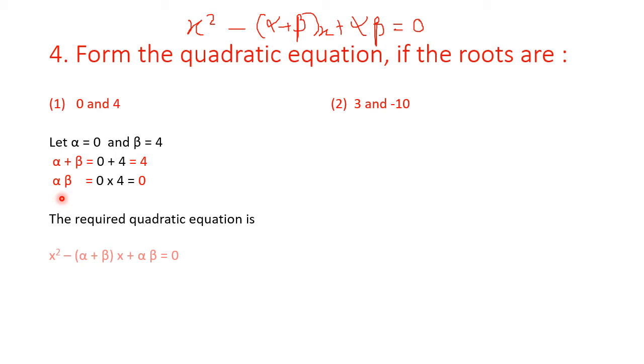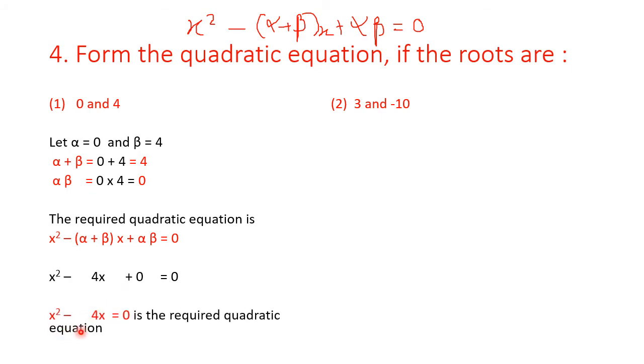Then we write down the general form of the equation, x square minus alpha plus beta into x plus alpha into beta is equal to 0. And after that we'll just go on substituting the values. So x square we write as it is, minus will come as it is. Instead of alpha plus beta we write down 4. This x comes here and this alpha into beta is nothing but 0, is equal to 0. So the 0 is not required. So finally we write down x square minus 4x is equal to 0 is the required quadratic equation. I hope it is understood.